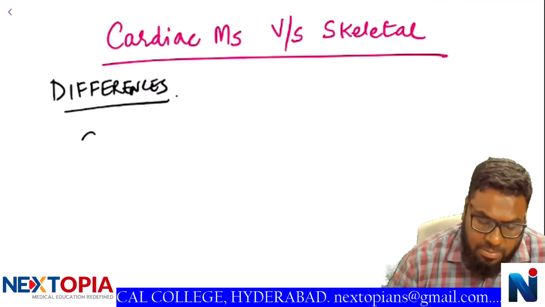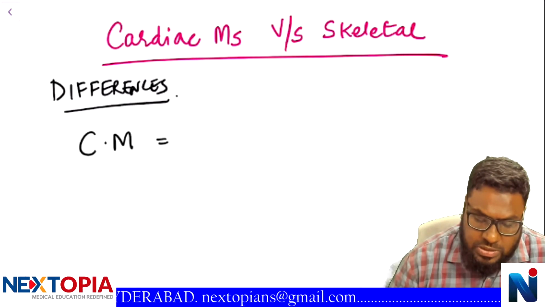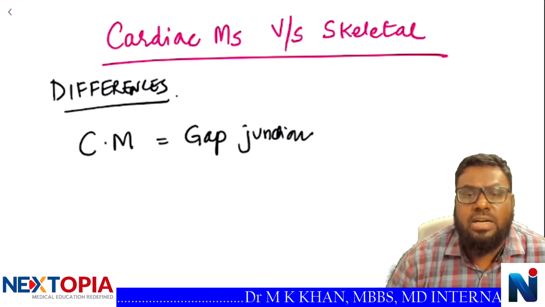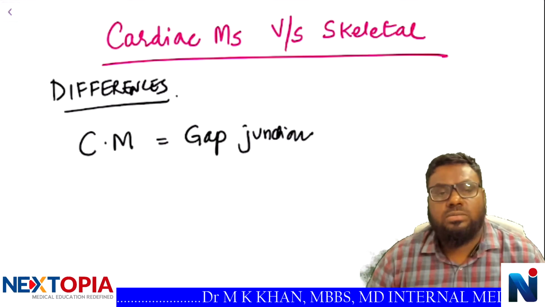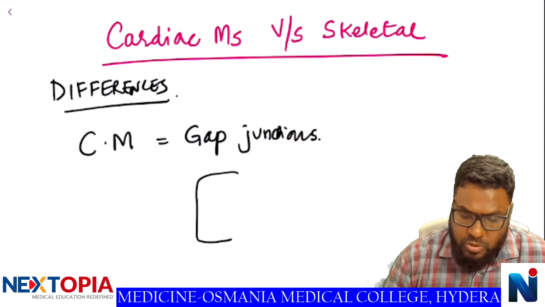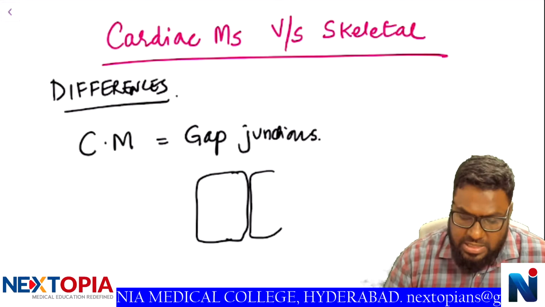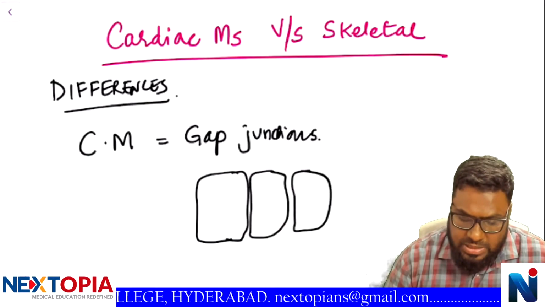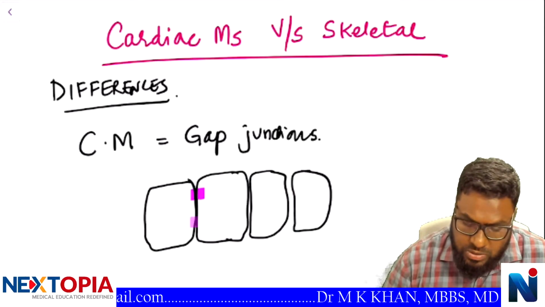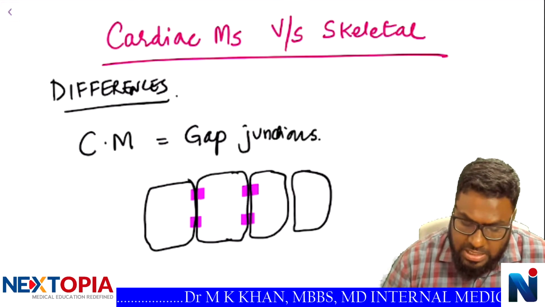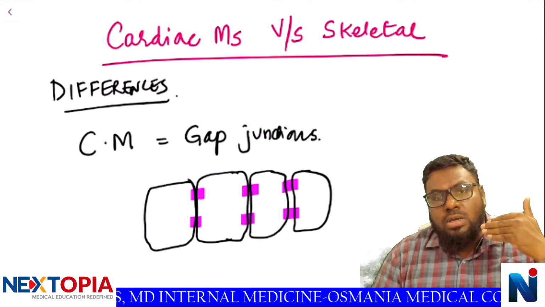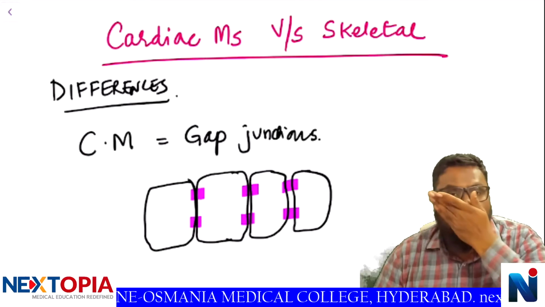Please remember that cardiac muscle has gap junctions. These gap junctions are important. Say, suppose this is one cardiac muscle cell, this is another cardiac muscle cell, this is another, and this is another. It has gap junctions. So these gap junctions are responsible for transfer of charge from one cell to another cell. Hence, one cell to another cell is stimulated in a linear fashion.